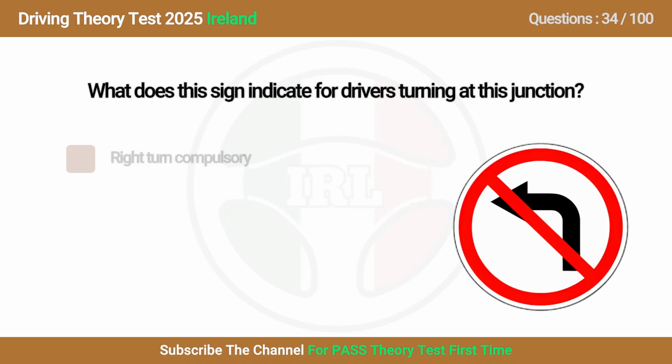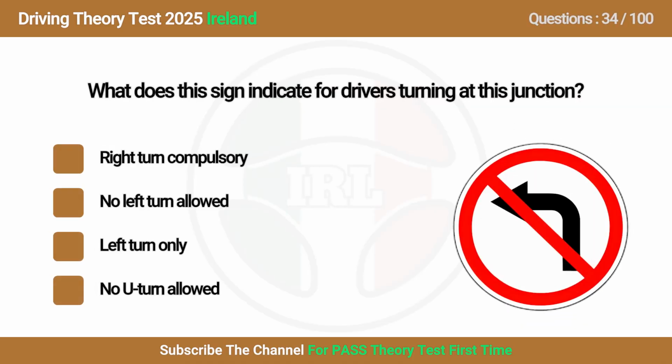Question 34. What does this sign indicate for drivers turning at this junction? A. Right turn compulsory. B. No left turn allowed. C. Left turn only. D. No U-turn allowed.